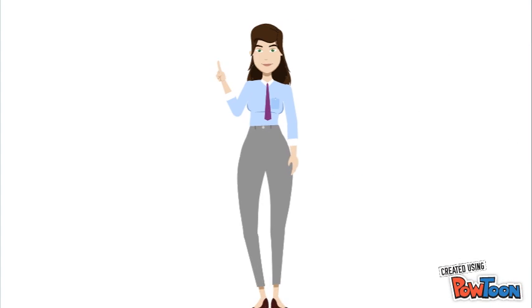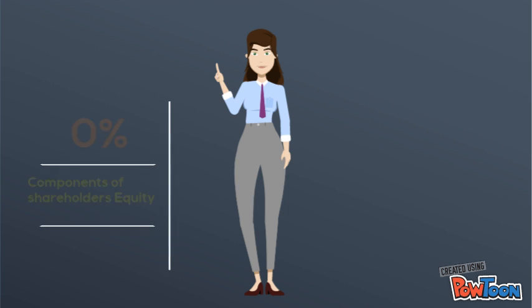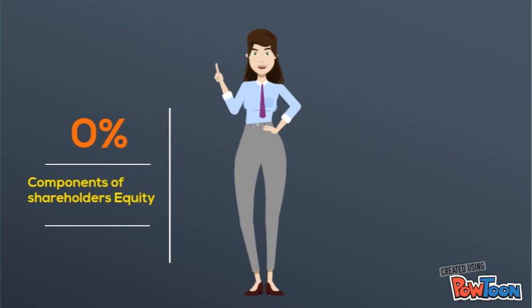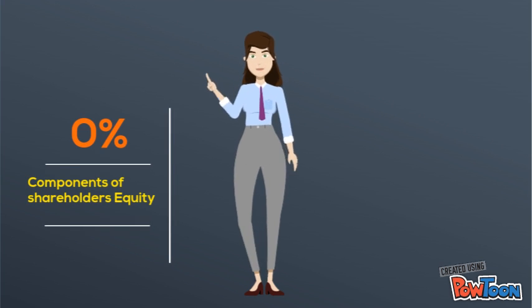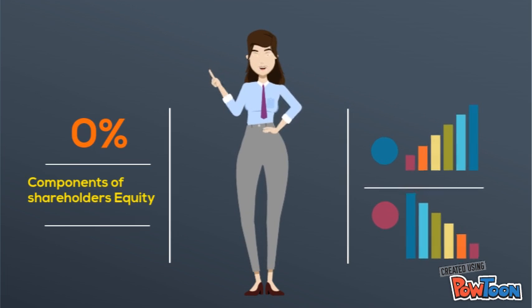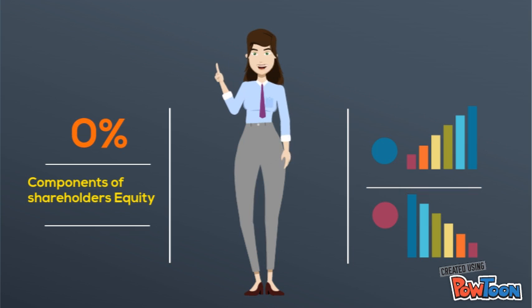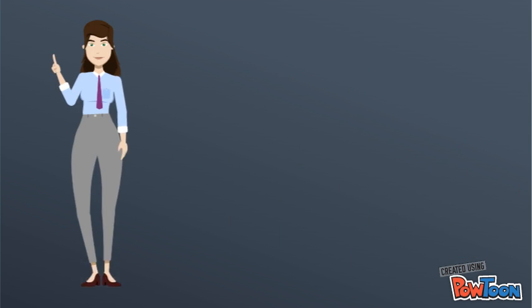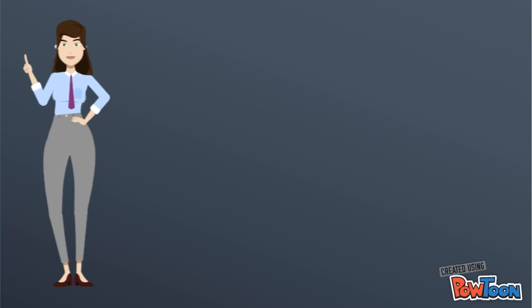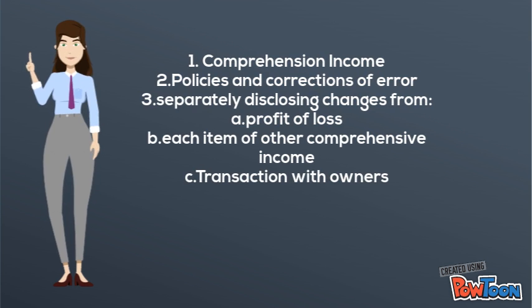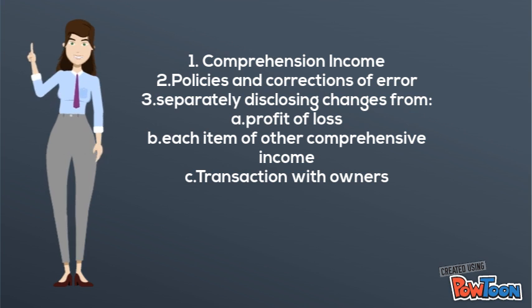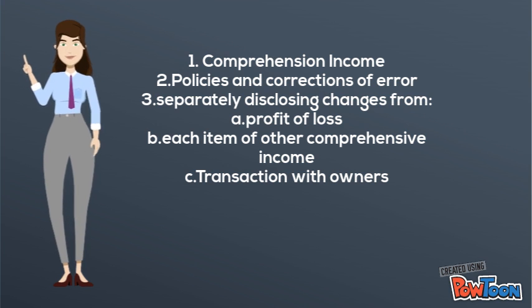Okay, good. The statement of changes in equity is a formal statement that shows the movements in the elements or components of the shareholders' equity. Did you know an entity shall present a statement of changes in equity showing the following? First, comprehensive income for the period. Second, for each component of equity, the effect of changes in accounting policies and corrections of errors.